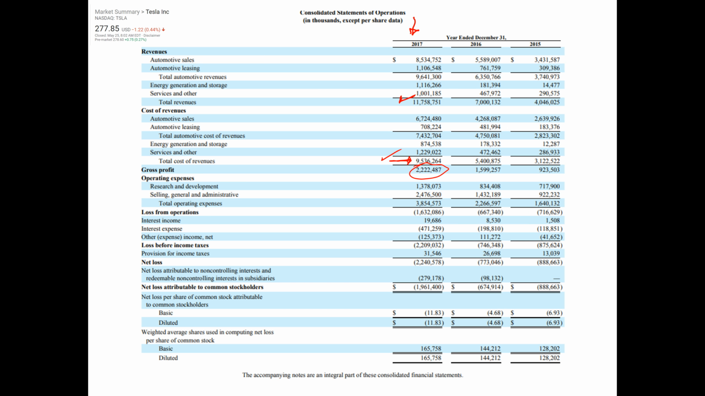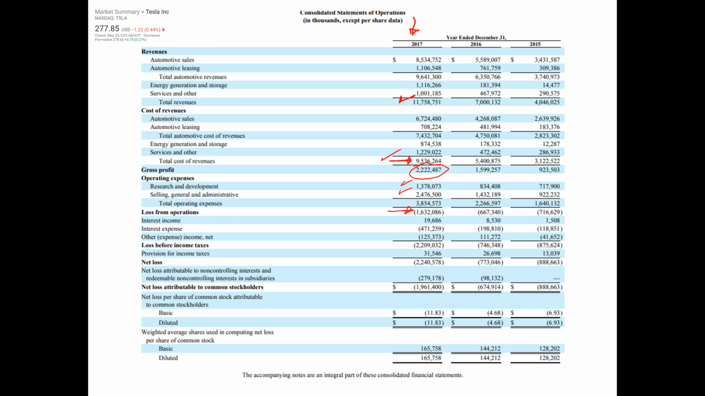But they have more expenses. So Tesla's all about the future. So they're putting 1.4 billion into research and development. They also have to pay administrative expenses, selling expenses to the tune of 2.5 billion. So now they're down to an operating loss of 1.6 billion, and they're not done with their expenses yet.